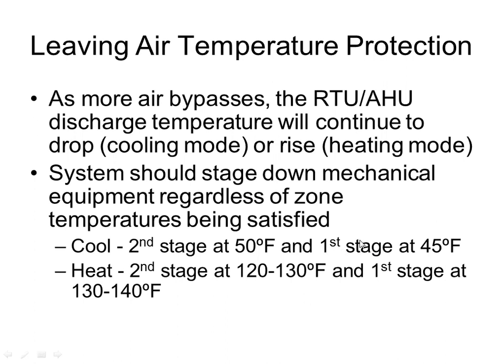So it's a built-in limit or safety within the control logic. It will be helpful to protect the unit and make it run longer where you're not tripping on limits or you're not freezing coils. And the same works on heating too. You would just do it in reverse. So you shut off second stage heat when you're up to 130 degrees and then first stage heat when you're up at 140.